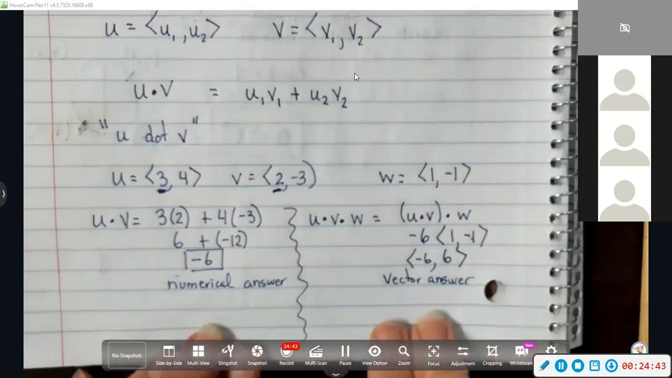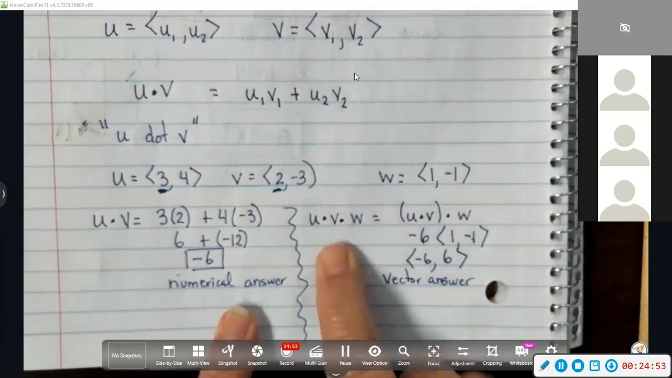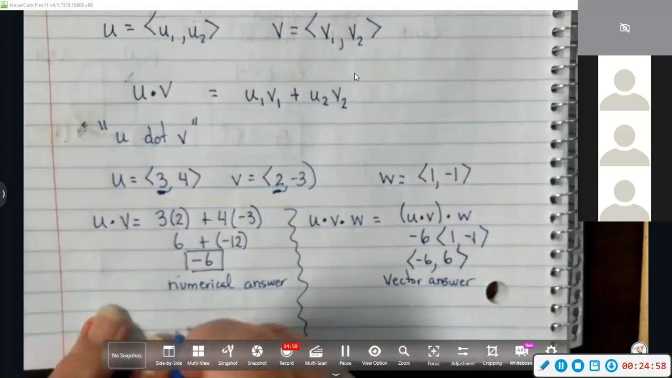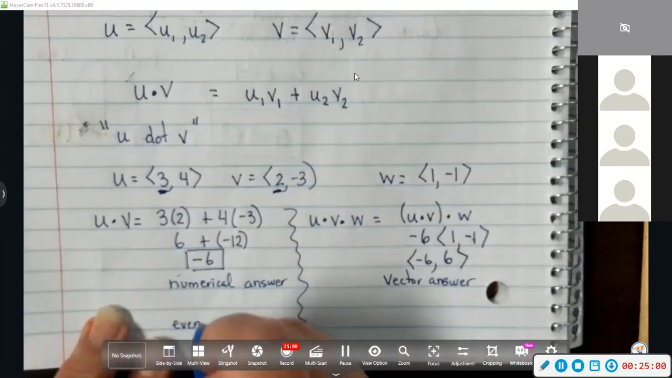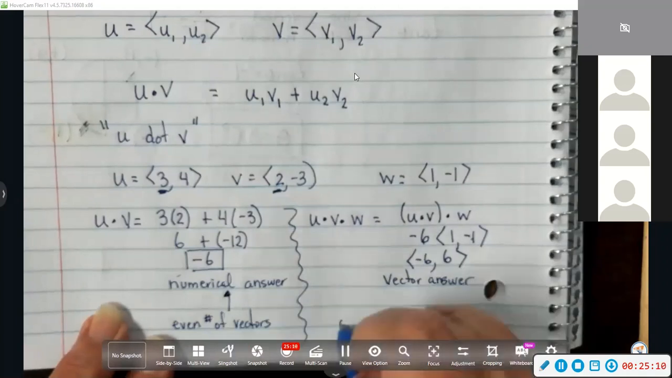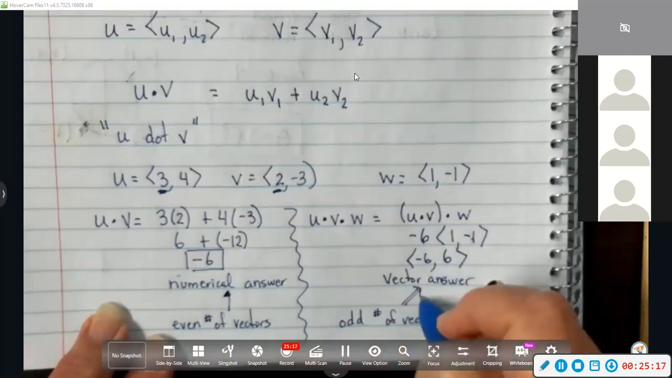So it's kind of a weird thing about dot products. You take the dot product of two vectors, you're going to get a numerical answer. But if you take the dot product of 3 vectors, you're going to get a vector answer. So anytime you have an even number of vectors, you're going to get that numerical type of answer. And anytime you have an odd number of vectors, you're going to get a vector type of answer.